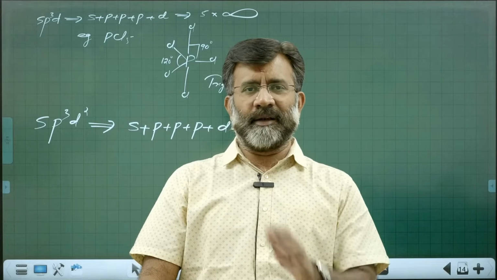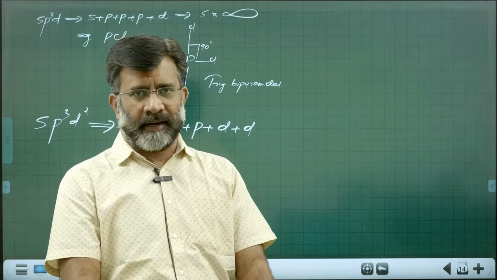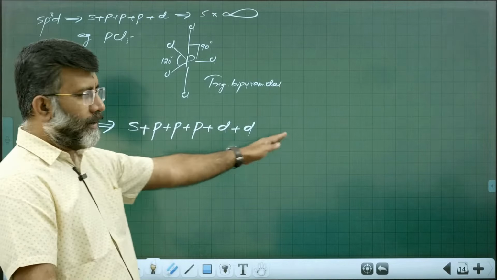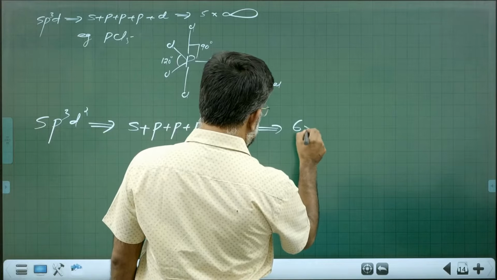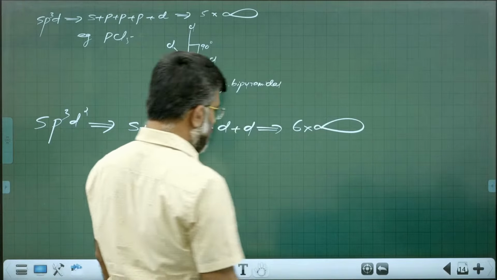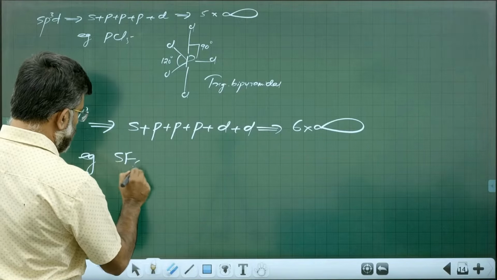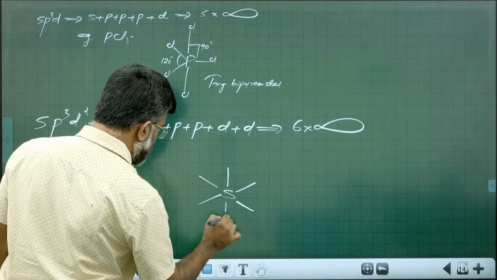So axial orbitals are more involved in hybridization primarily. Right? So it is 1 s orbital, 3 p orbitals and 2 d orbitals. A total of how many? A total of 6 hybrid orbitals. How are they allocated? Example, sulfur hexafluoride. 1, 2, 3, 4, 5, 6.